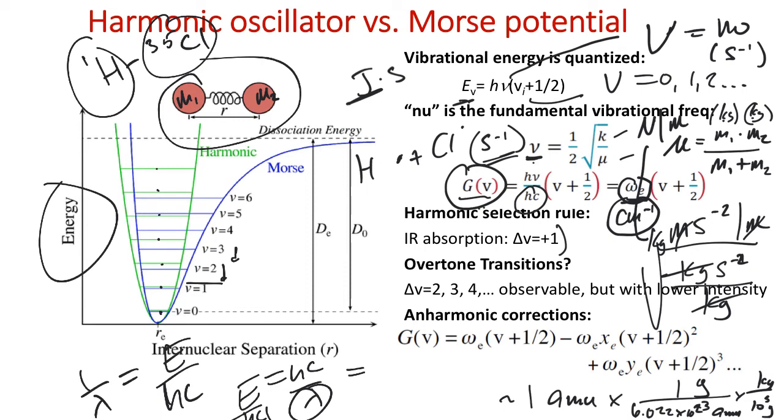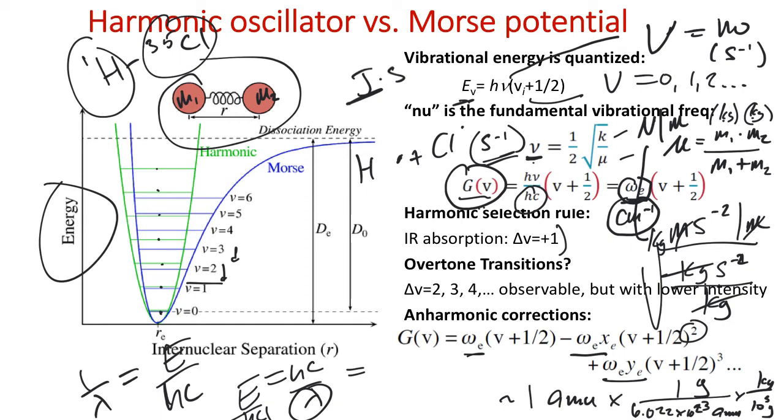Now, there's an anharmonic correction that we could make to say, what if we try to correct our harmonic frequency with what we might call the first anharmonic correction? That's omega e x e, times v plus a half squared. And then we can do it a second time. We have the second correction to the harmonic frequency.